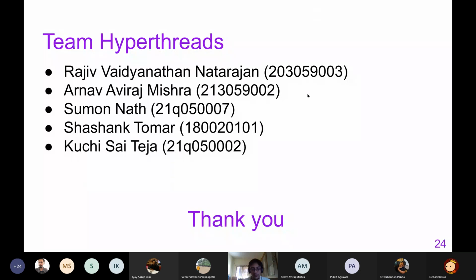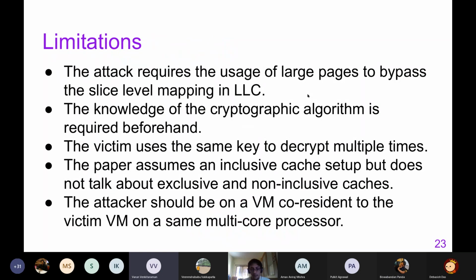Raju, can you go to slide number 23? It talks about limitations. So the limitation that knowledge of the cryptography algorithm is required beforehand, that's a general assumption, right? Both the attacker and the victim know the cryptographic algorithm, and the address space of the algorithm. Is that actually a limitation? The knowledge is required, so it is an assumption which we make, just like this inclusive cache. So we thought it could be a limitation.